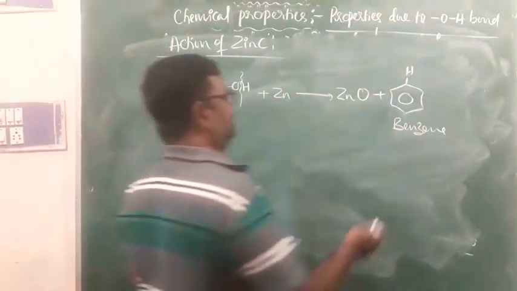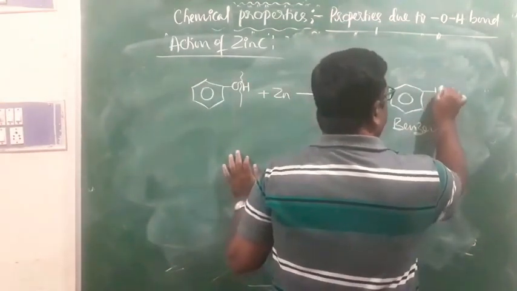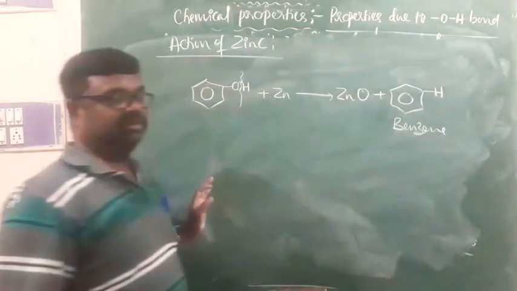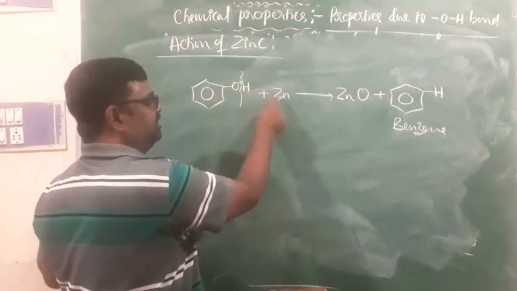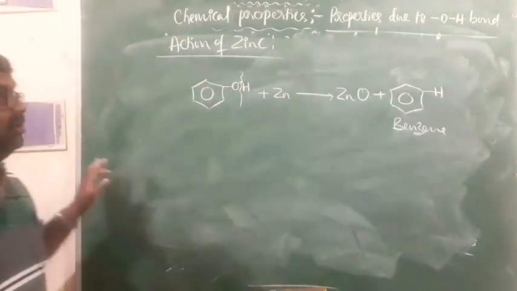Okay? Even if you don't write this, it doesn't matter. I have written it so that you understand. H is connected to benzene, O is connected to Zn. We are going to get this, and this is one more reaction.